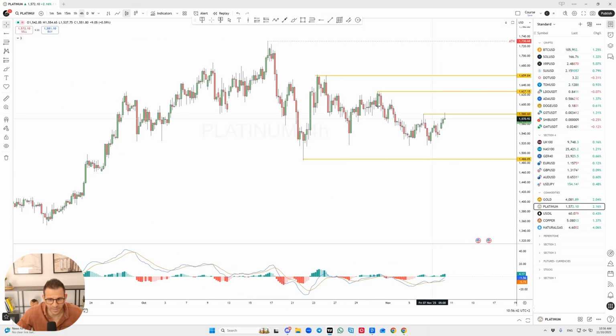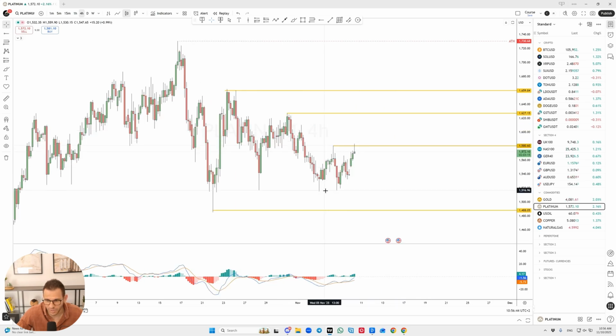Platinum, honestly, it's sideways here, nothing to consider. The price reached this key level of resistance. There is a support if you want to add it right there, but the market is just consolidating.